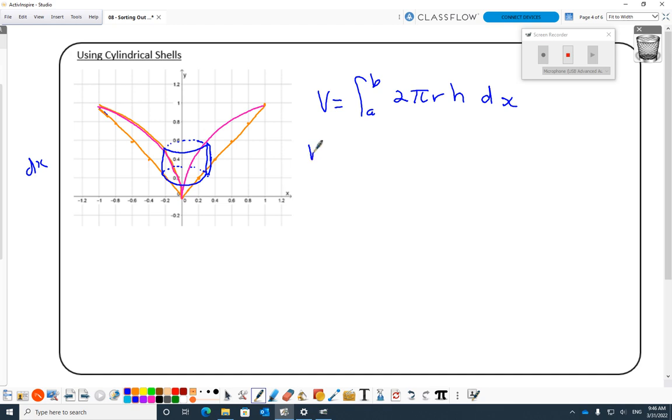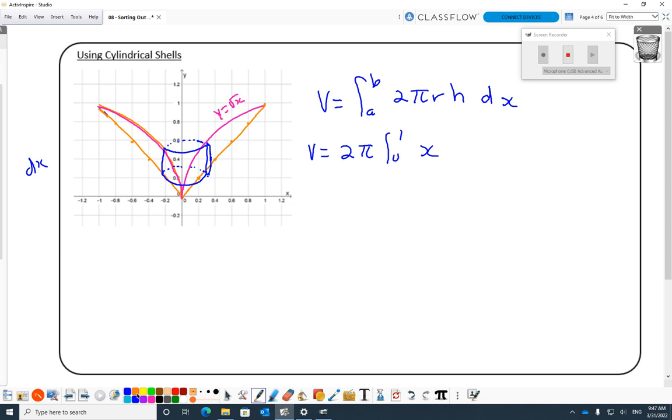So I get volume equals 2 pi, integral 0 to 1. Radius of the shell is the x value. Is that good? Dx, x value? Yes, it is good. Whew! That's a big moment. Then height of the shell. This is hard. I'll write on the two equations here in the right colors. This was y equals root x. And this is y equals x.